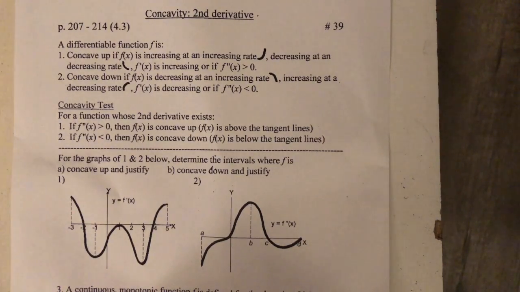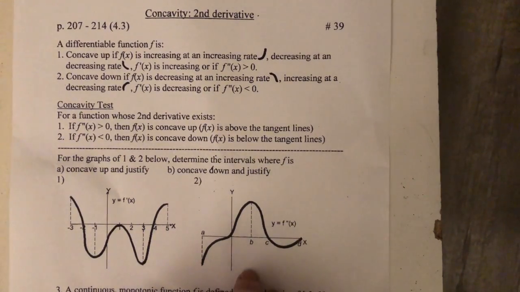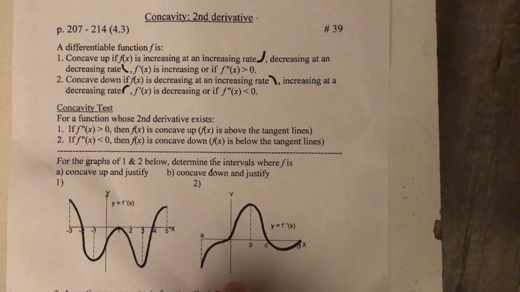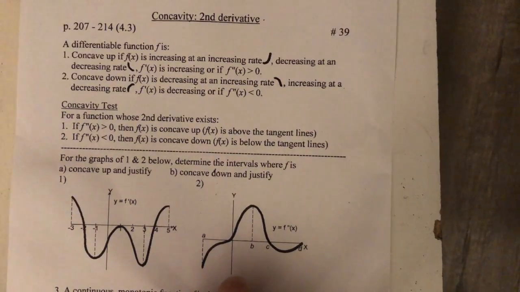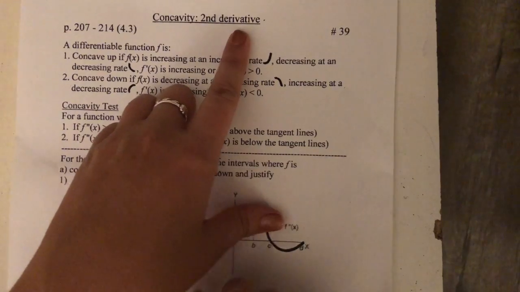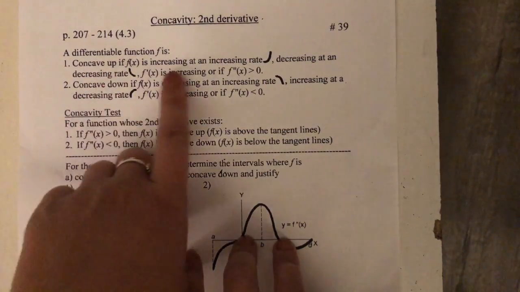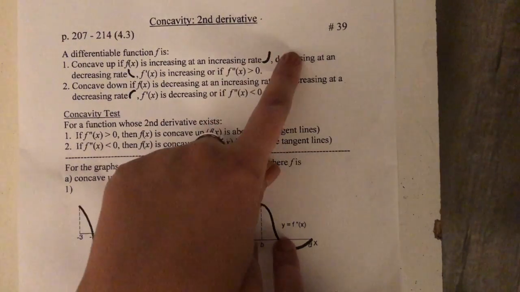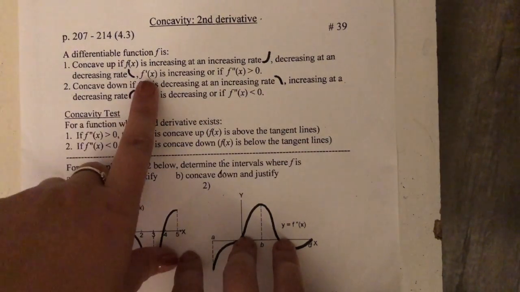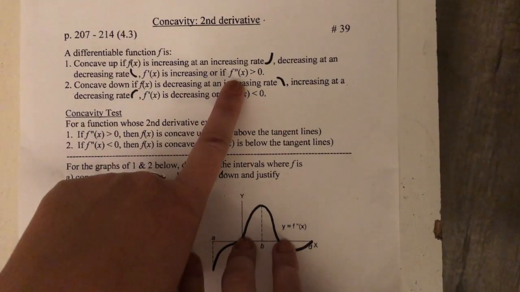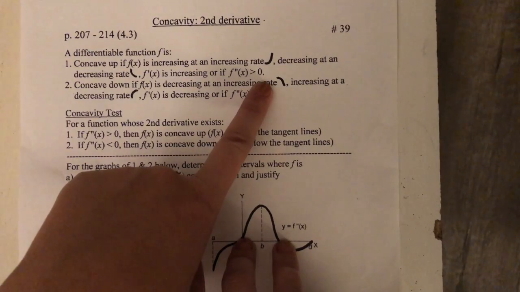So now looking at note card 39, we are going to start talking about concavity as the second derivative, because we're talking about where the derivative is increasing or decreasing, the rate of the derivative or the slope of the derivative. So that is the second derivative, okay? So this is what we just summarized here. It is concave up if it is increasing at an increasing rate or decreasing at a decreasing rate. If f prime of x is increasing, or this is the new part here, if the second derivative is greater than 0, okay?